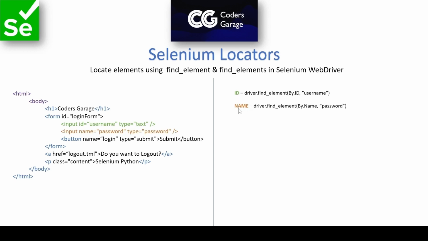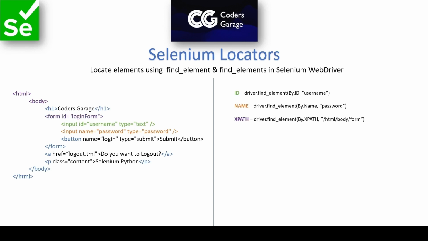The next one is name. When we don't have an ID, it's preferred to use the name locator. Similar to ID, we can call driver.findElement and, using the By class, call the name method. For the password input box, we see the name attribute and its value, right? We can pass the same to find the element.